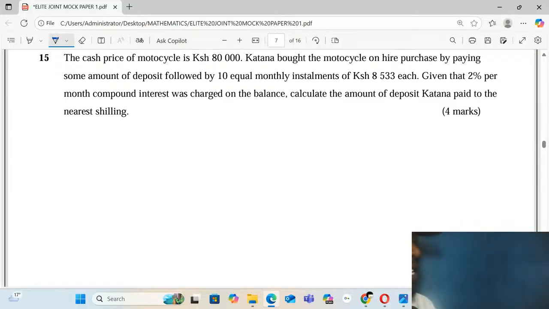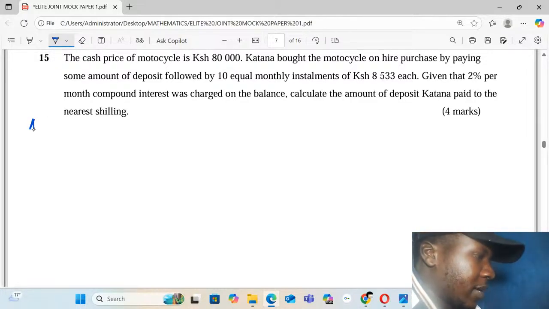So we have number 15. The cash price of a motorcycle is 80,000. Katana bought the motorcycle on hire purchase by paying the same amount of deposit followed by 10 equal monthly installments of 83.33 each. Given that 2% per month compound interest was charged on the balance, calculate the amount of the deposit Katana paid to the nearest shillings.